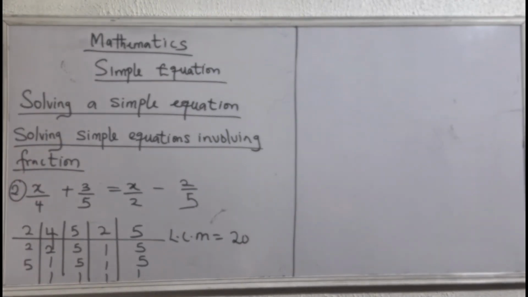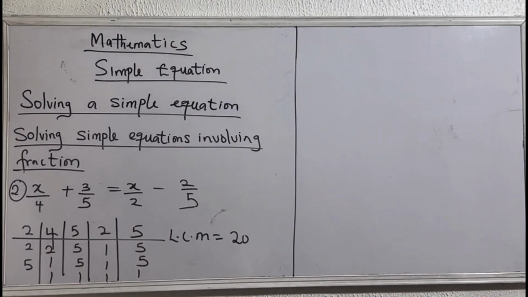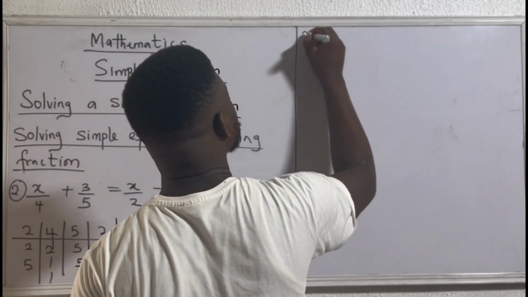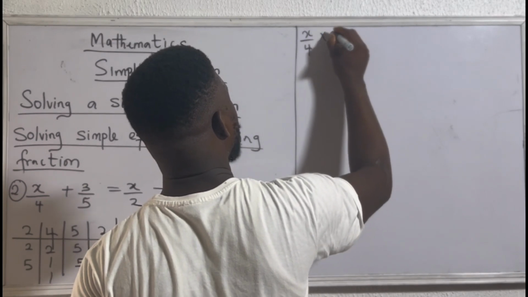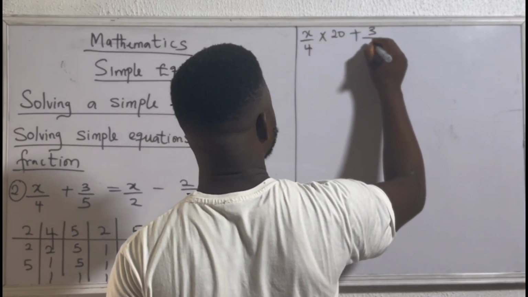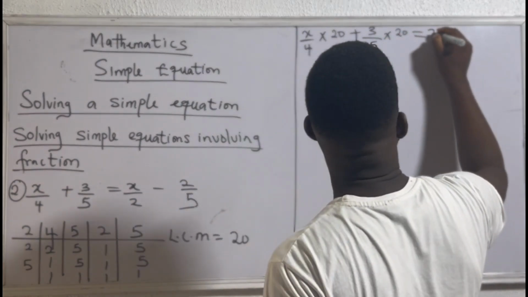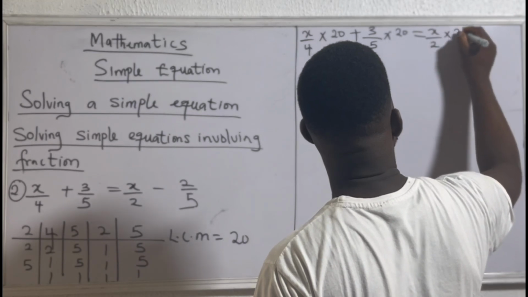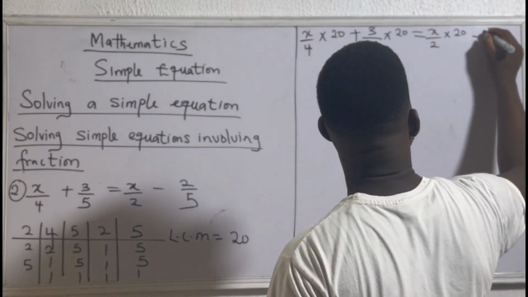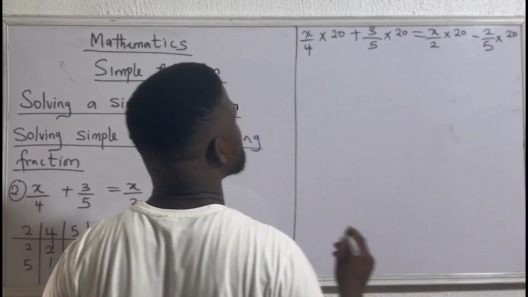Remember, as long as what I'm doing to the left-hand side is what I'm doing to the right-hand side, my equation is still balanced. So we have x over 4 times the LCM, which is 20, plus 3 over 5 times the LCM, which is 20, equal to x over 2 times the LCM, which is 20, minus 2 over 5 times the LCM, which is 20. So we begin to divide through.